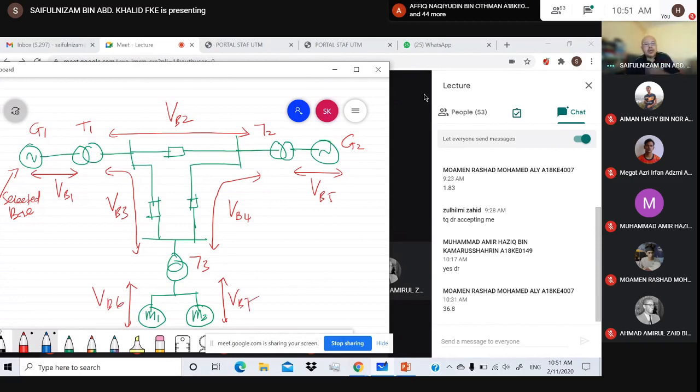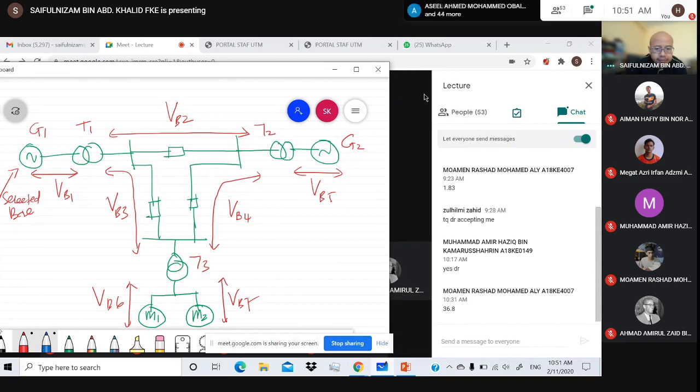Okay. Then, as usual, find the base voltage for each section based on the transformer ratio. So you start from here, from the G1, since this is the given selected base. Find the base value for each section. And then after finding the base voltage, you can calculate the base impedance for each part of the section.